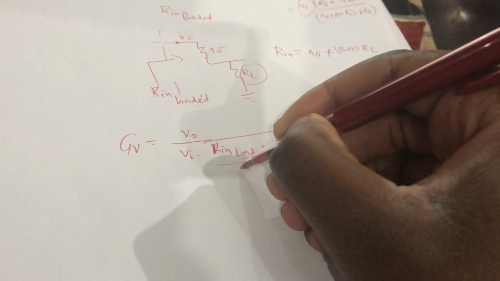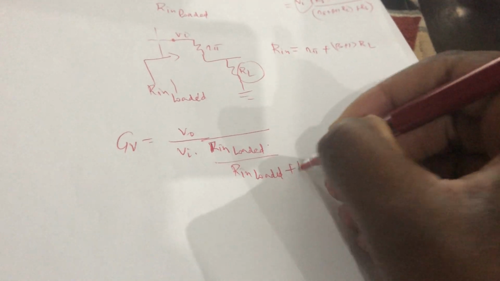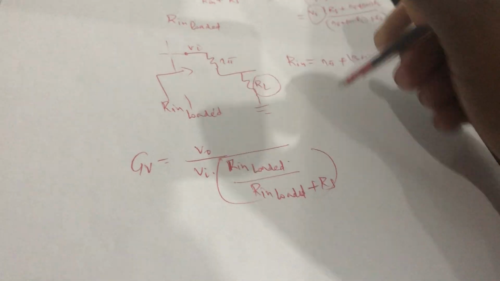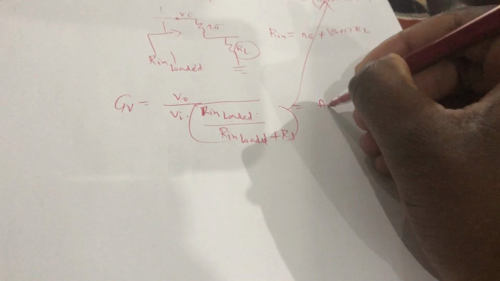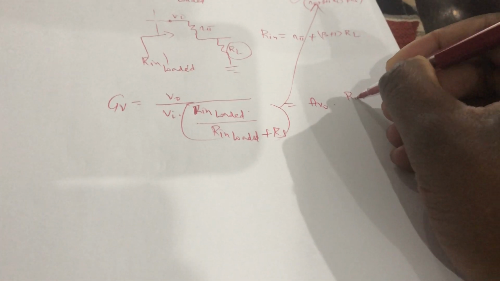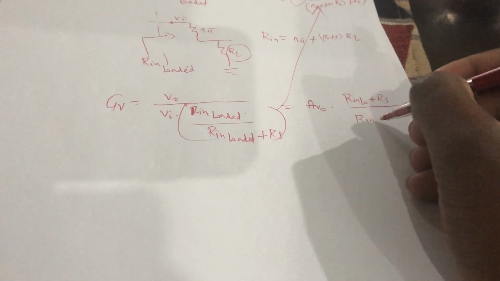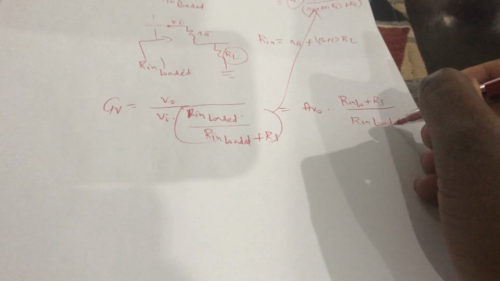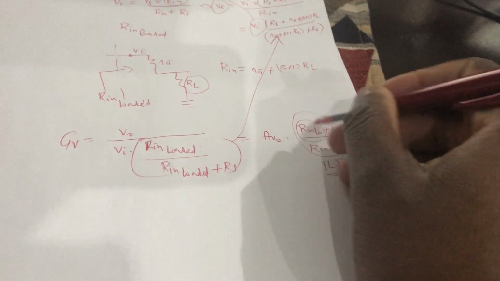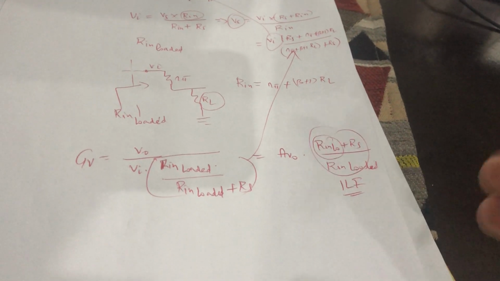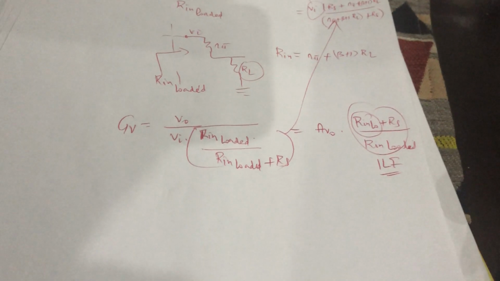R in loaded divided by R in loaded plus RS, because that's that parameter there showing, and that will be the unloaded gain times R in loaded over (R in loaded plus RS). So that's still the input loading factor, with the only difference that here it's R in loaded. This is because RL forms part of R in this time. Okay, so when we consider RL, we must take it into account.